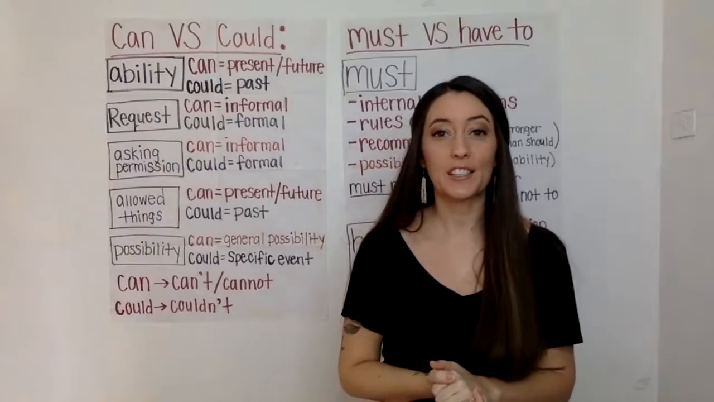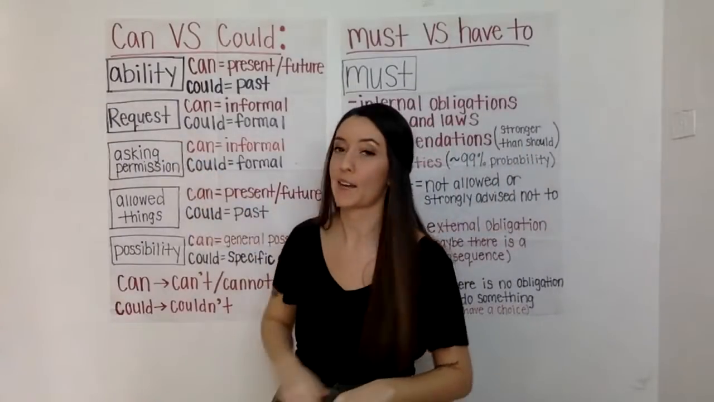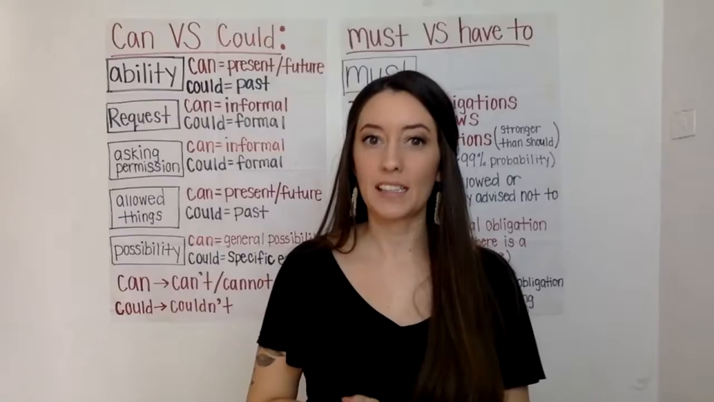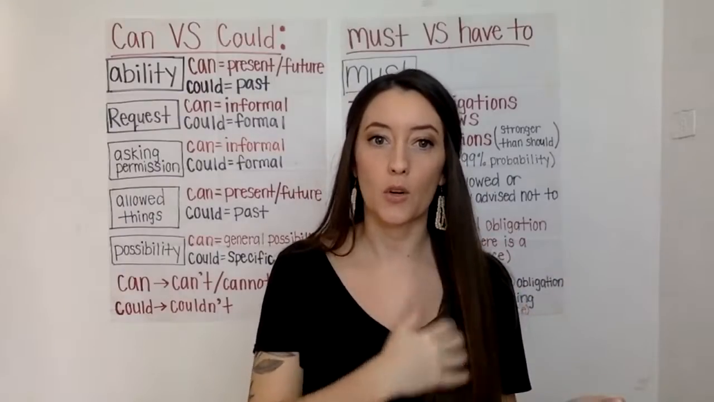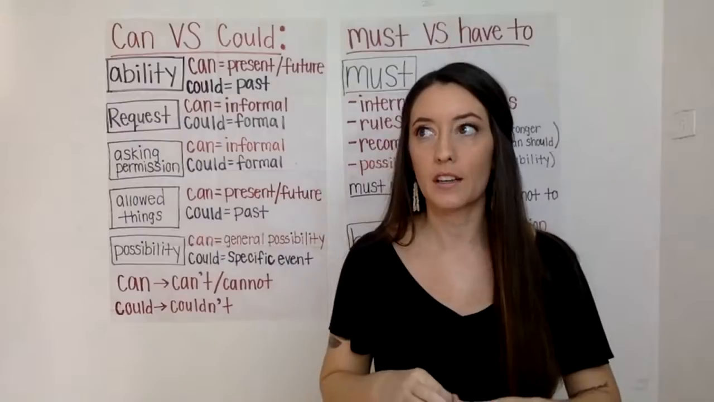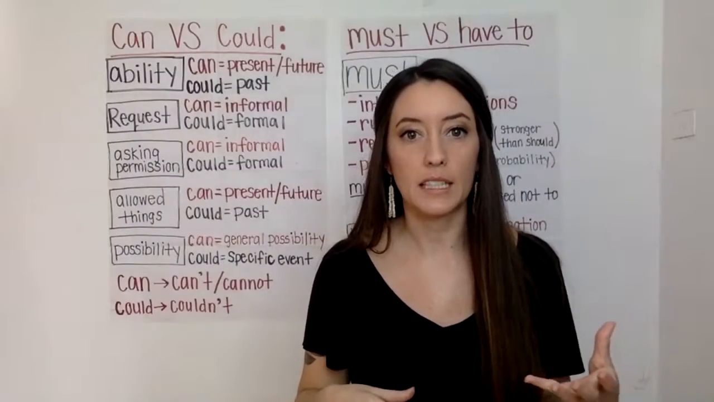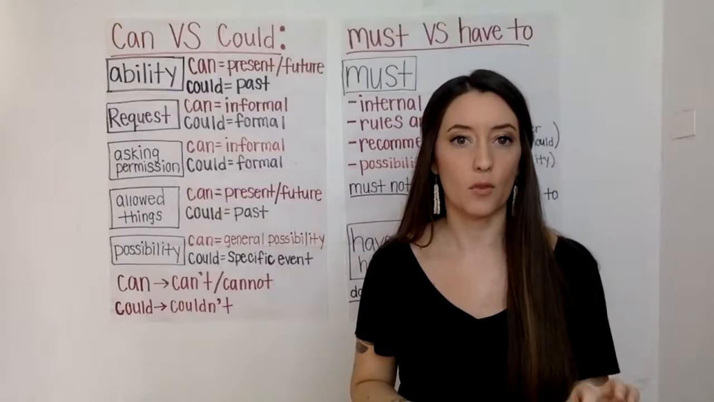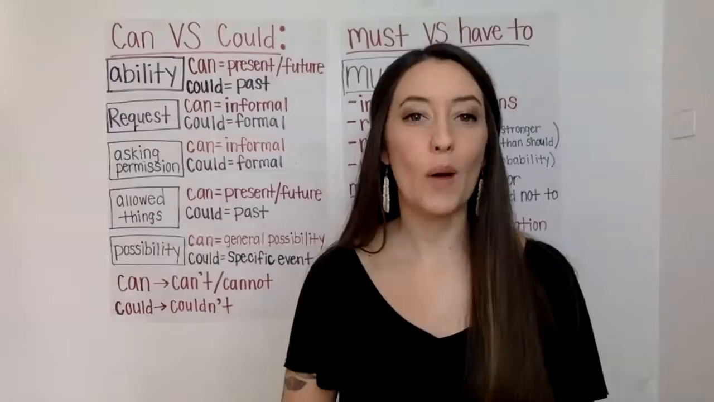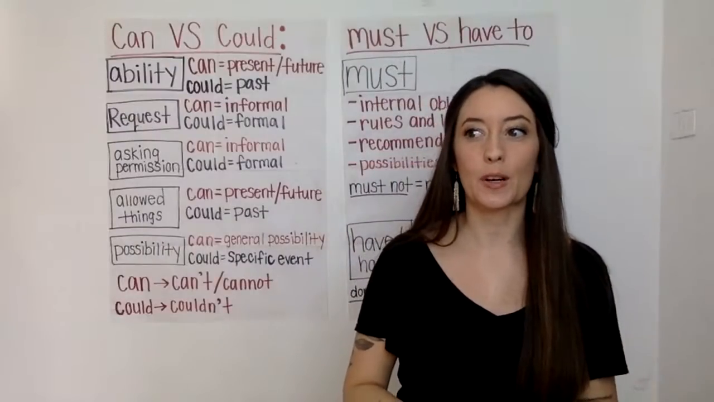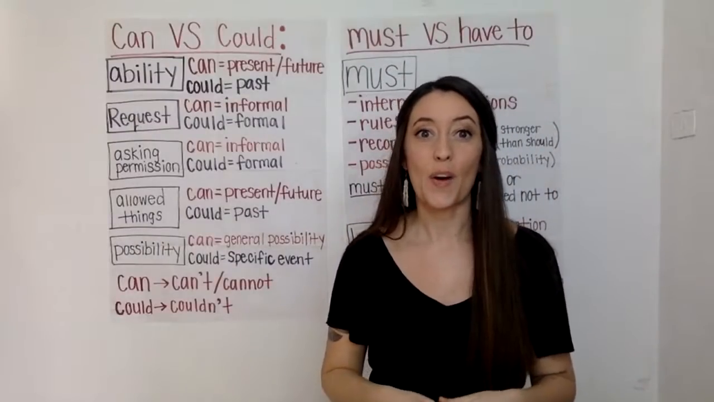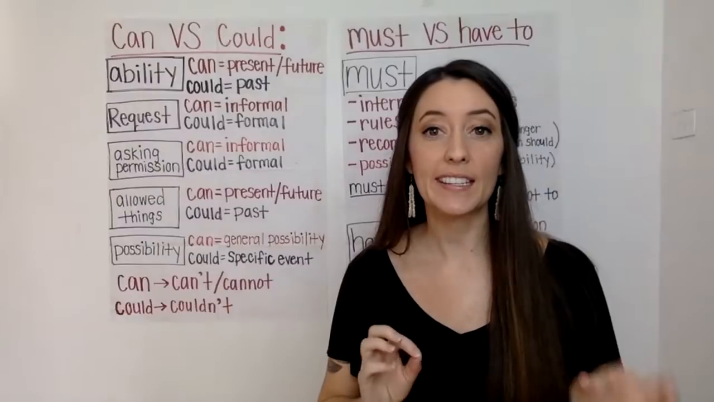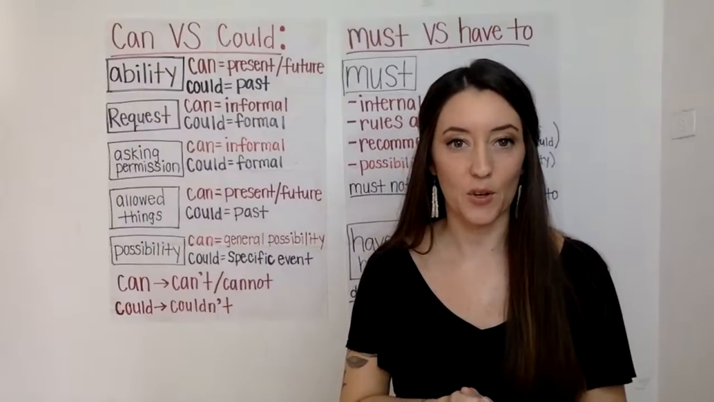Okay, the next way we can use can and could is to make a request. However, can is typically used to make an informal request. So if we want to request something from our friends or our families or someone that we know really well, we're going to use can because it's informal. However, if we have a request to make to our teachers or maybe someone we don't know so well or our boss at work, we are going to use could. Could is the formal version to make a request.